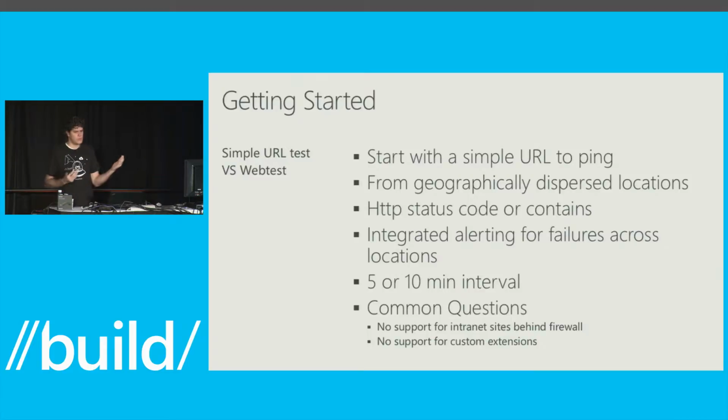There are two types of tests that you can do in Application Insights today. You can do a very simple URL ping where you just enter a URL, you choose a few locations, you configure some settings, and that's it. We'll ping that particular URL at a certain interval, and we'll let you know when that fails, and we'll get into a demo really quickly to show you how that works.